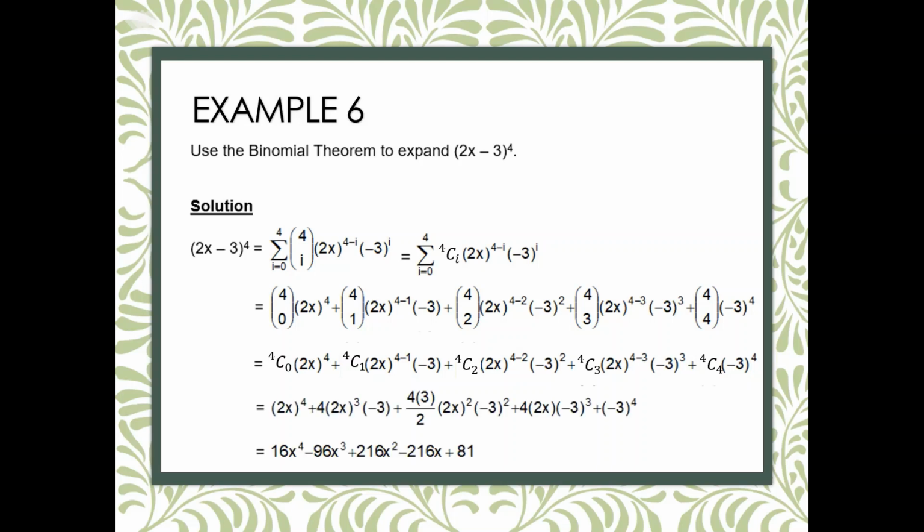Next, simplify each term carefully. You will obtain 16x to the power of 4 minus 96x to the power of 3 plus 216x to the power of 2 minus 216x plus 81 as the final answer. Please watch out for the signs.